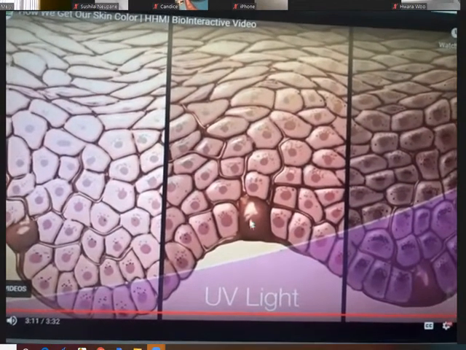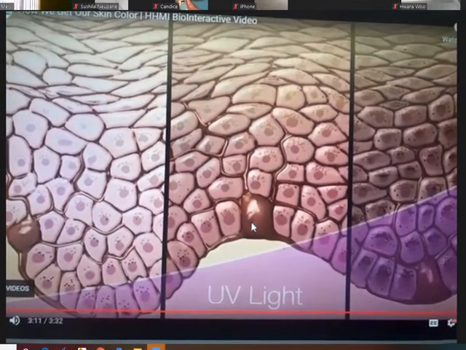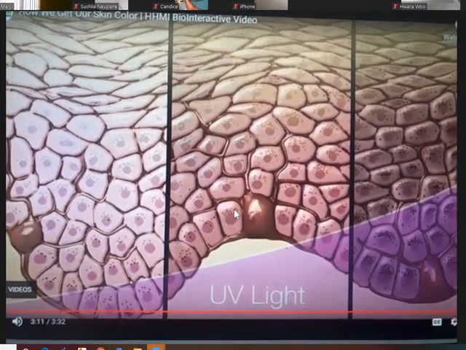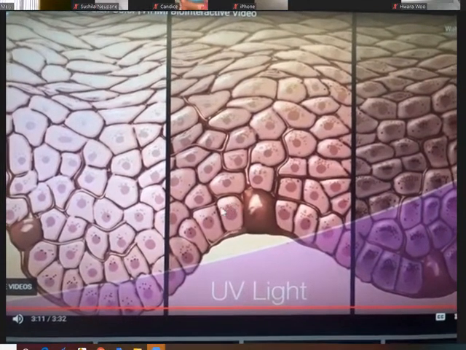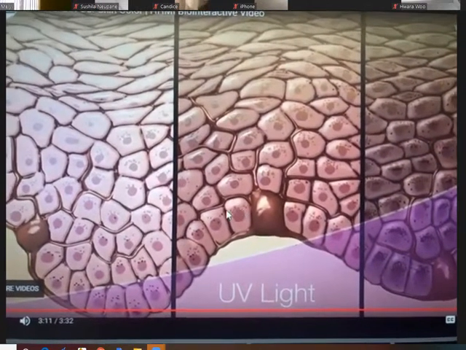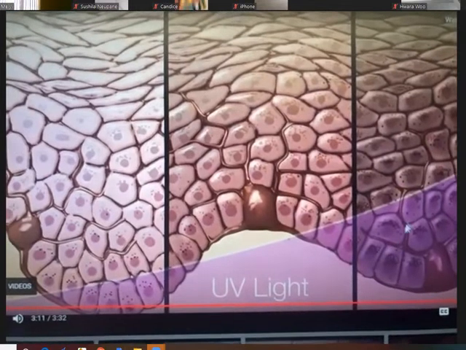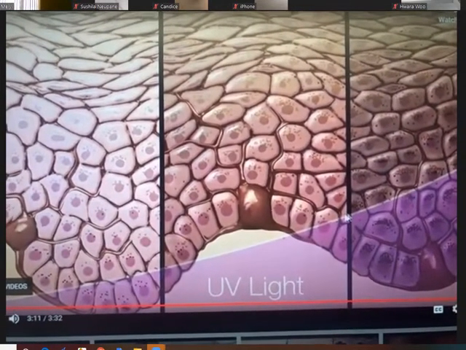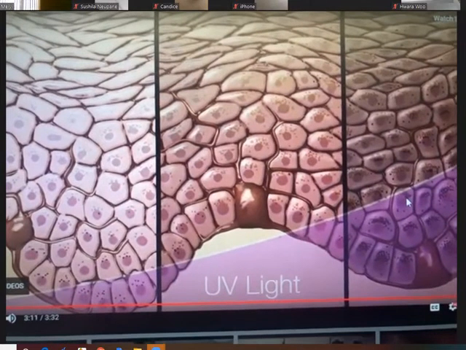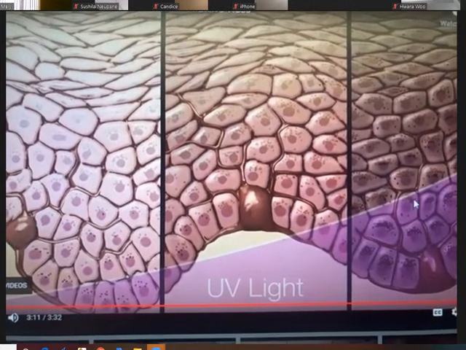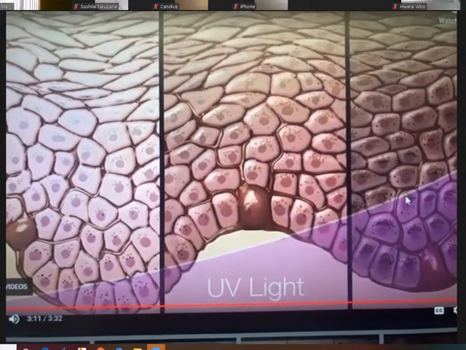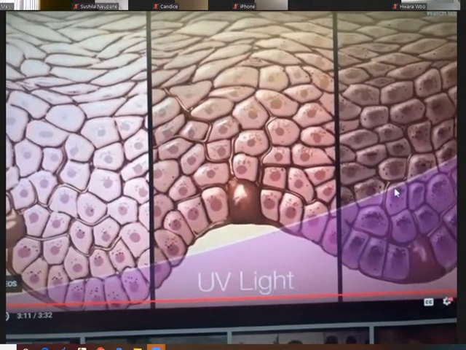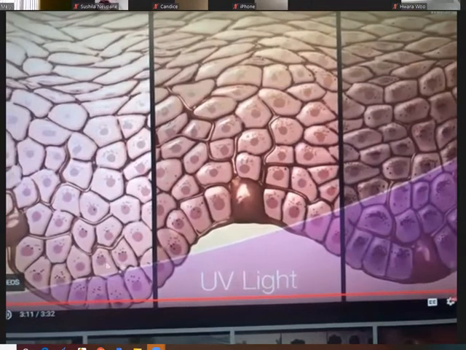So, in your melanocytes, it contains little things here called the melanosomes, which is like a factory that will produce melanin. When you are overexposed to the sunlight, the melanosomes inside the melanocyte cells start to produce a lot of melanin. That's why you get pigmentation, okay? Brown spots on your face.